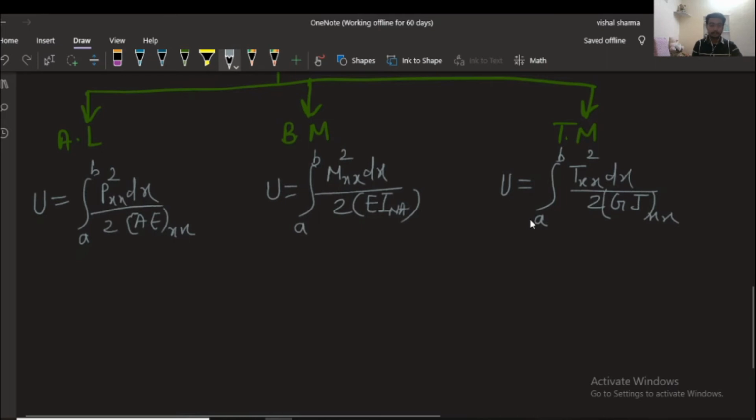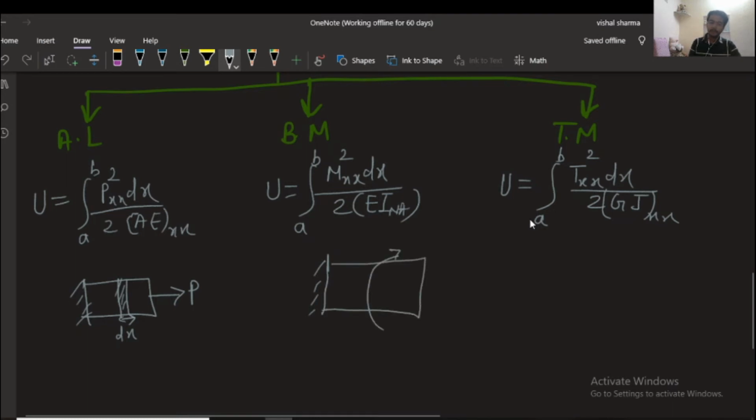For that you can consider a cantilever beam and take a cross section dx, when axial load P is acting, the bending moment, when there is a moment on the bar, and twisting, that is the case of a bar which at the end point has a twisting moment T acting.